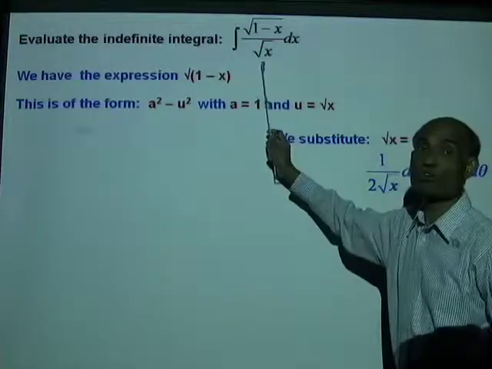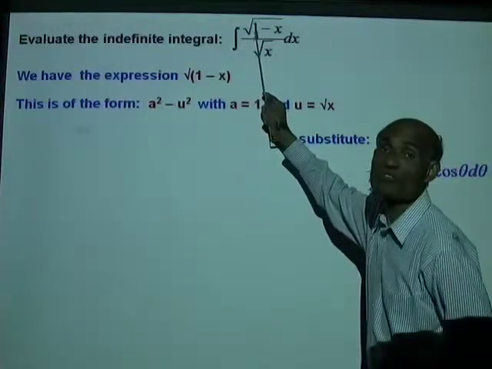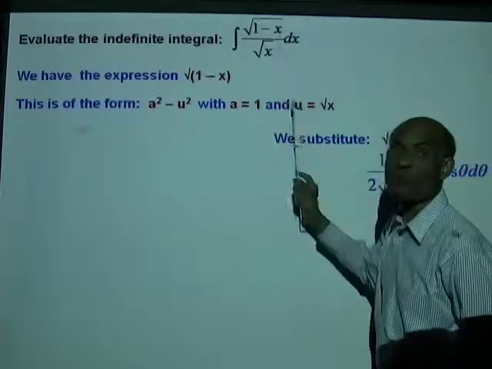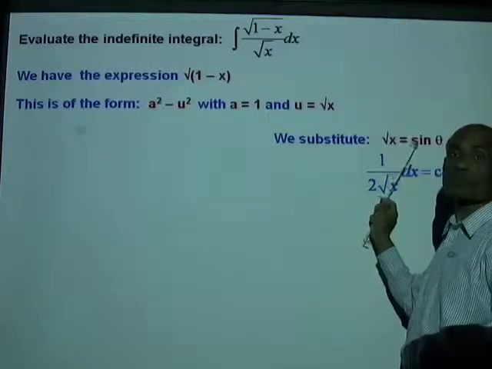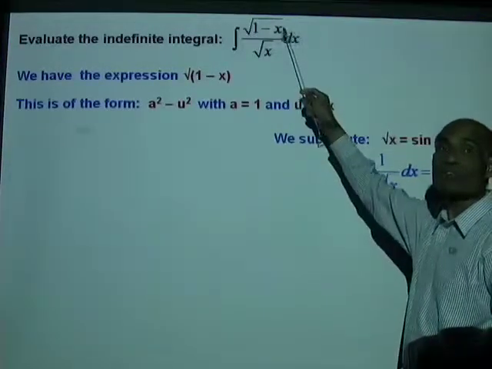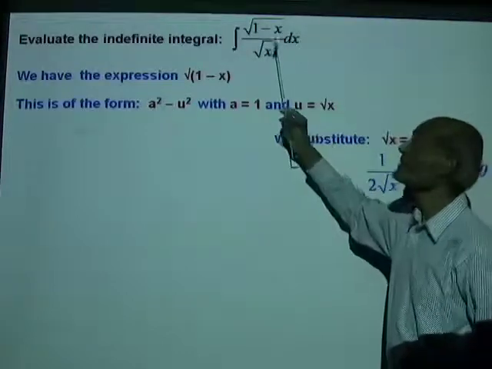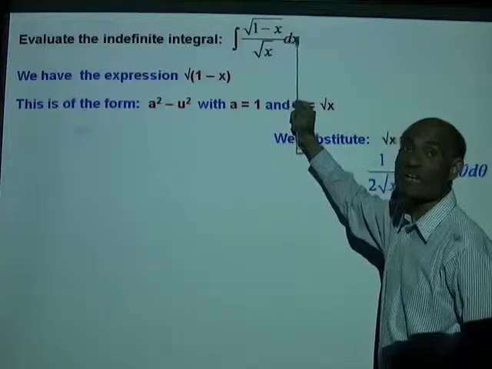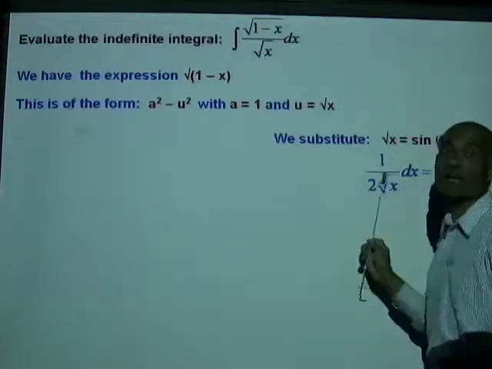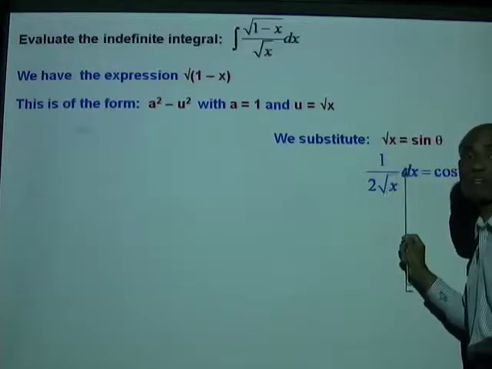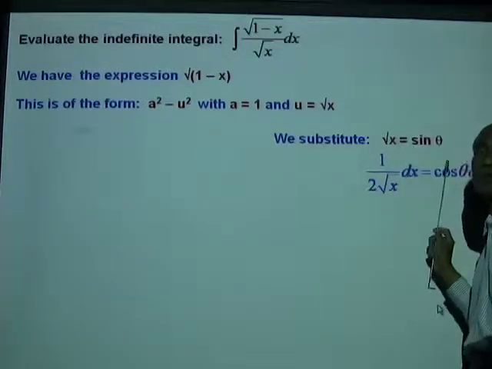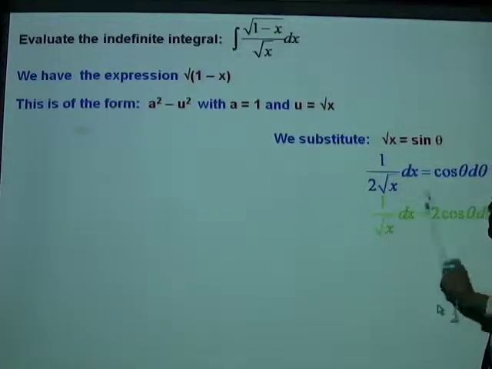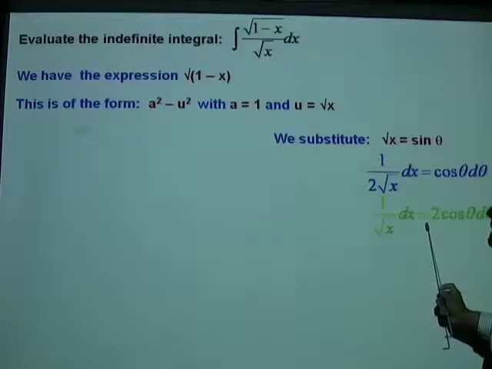Now if you look at our original expression, once we replace 1 by a and x by what? If square root x equals sine theta, then x will be sine squared theta. So you replace x by sine squared theta. What will dx divided by square root x become? Dx divided by square root x becomes 2 cos theta d theta. So 1 over square root x dx is 2 cos theta d theta.